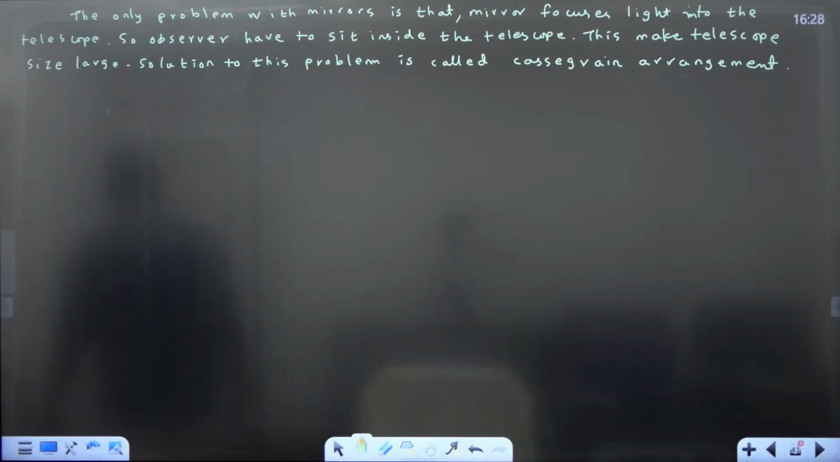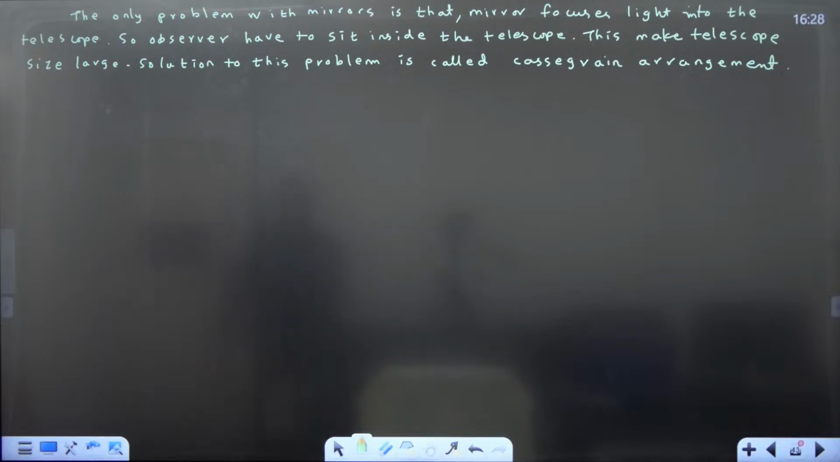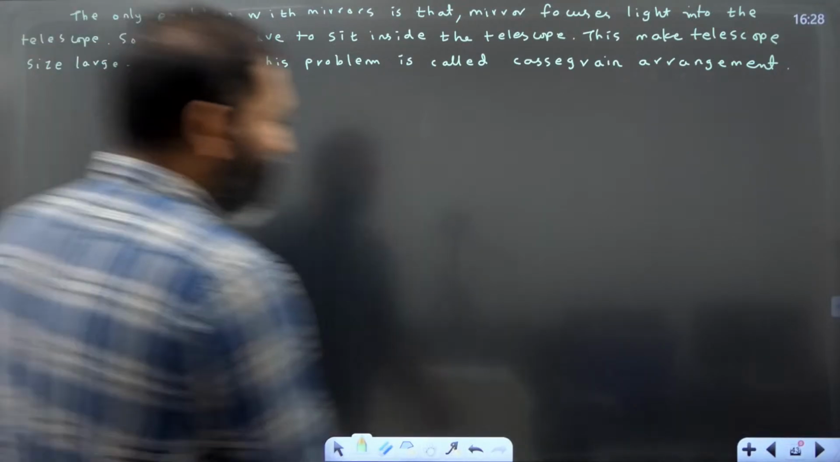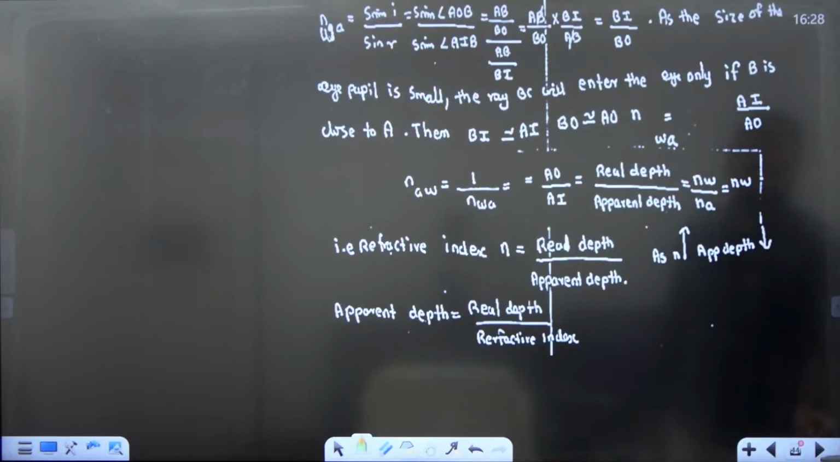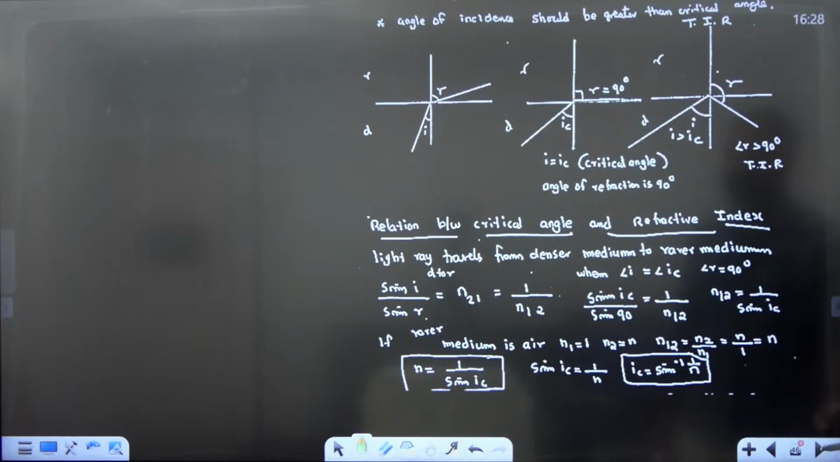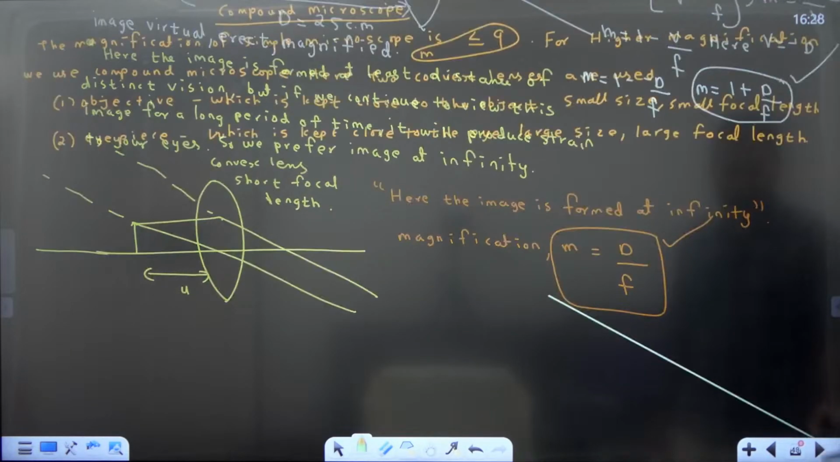Note it down. Then I will show you what the Cassegrain arrangement is. Okay, let me show you the Cassegrain arrangement. I don't know, it's not there.